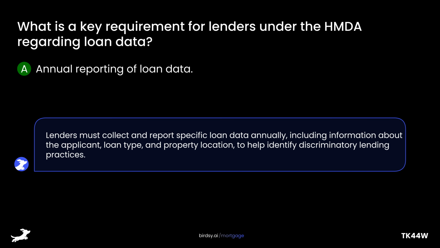Lenders must collect and report specific loan data annually, including information about the applicant, loan type, and property location, to help identify discriminatory lending practices.